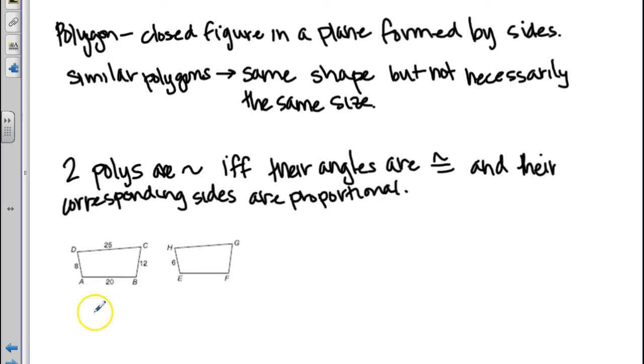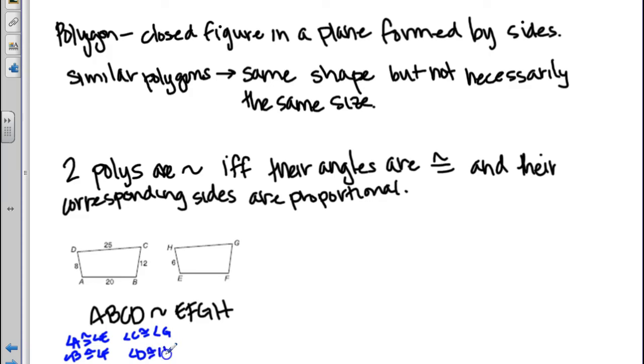All right, so let's say that they told us ABCD is similar to EFGH. So here's what this means by corresponding angles and corresponding sides. When I read this, A corresponds with E, first letter, B with F, C with G, D with H. Corresponding angles, corresponding sides. So angle A would need to be congruent to angle E. Angle B would be congruent to angle F. And angle C would be congruent to angle G, and angle D congruent to angle H.